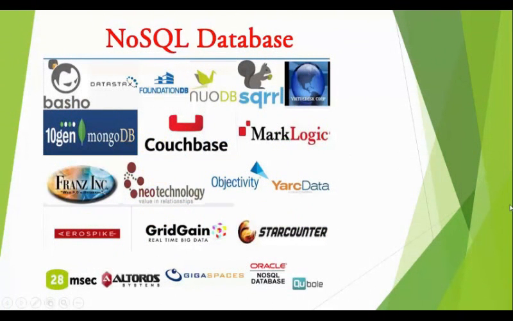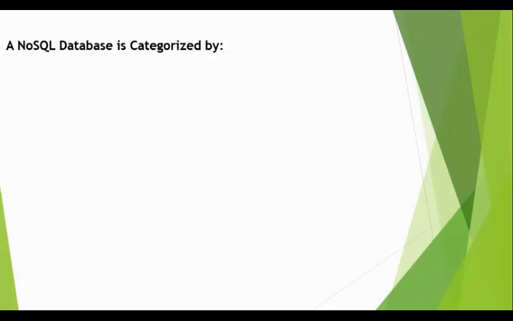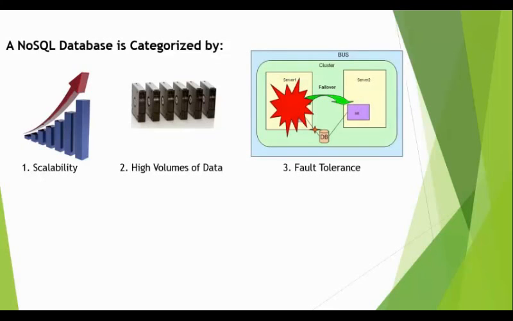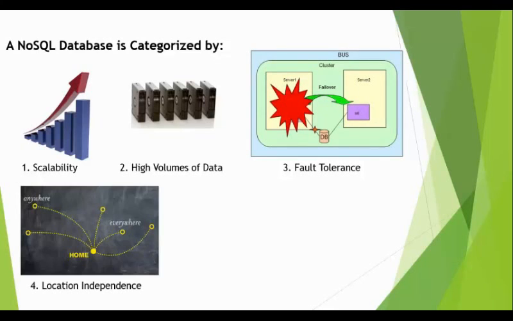Hi, today I'm going to be speaking about NoSQL databases. As you can see in this first slide, there are quite a few companies that offer NoSQL databases, including Basho and Oracle NoSQL Database. Firstly, it's categorized by scalability, which basically means how easily a database can grow with the expansion of a business. Secondly, a NoSQL database deals with a high volume of data. It also has a high fault tolerance, and because it is found in the cloud, it is location independent.